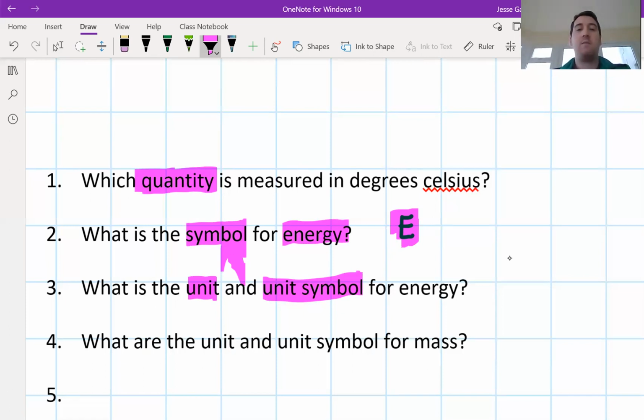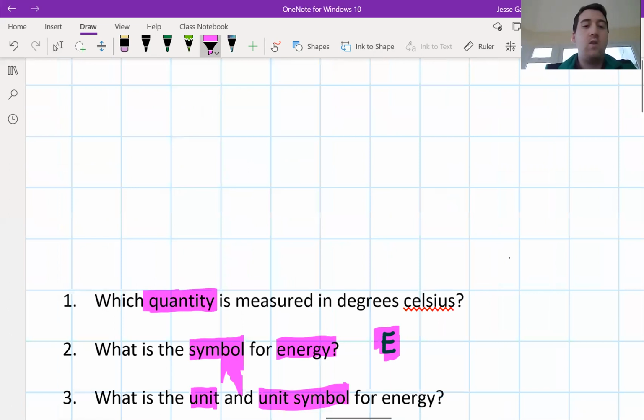Okay, so same type of question as number 3. So if you didn't get number 3 right, now you know how to do number 3. Pause the video, do number 4 now. Okay, what you should have had is the unit for mass is the kilogram, and the unit symbol for the kilogram is kg. Okay, so the unit for mass is the kilogram, and the unit symbol for kilogram is kg.